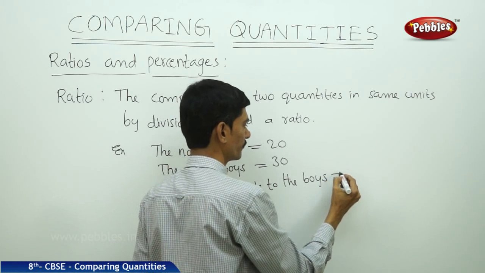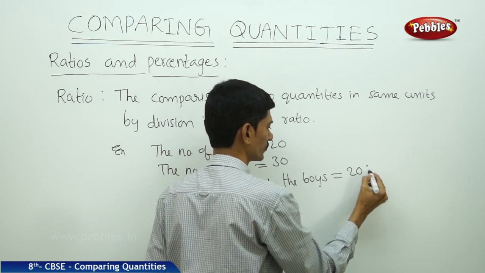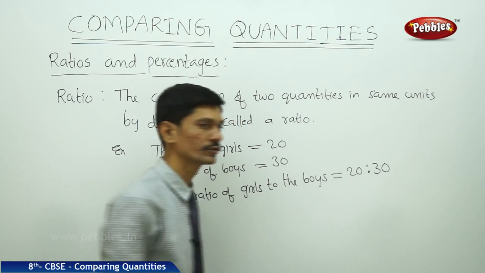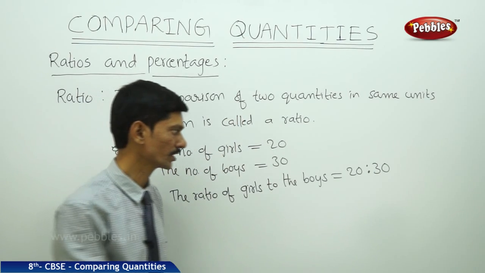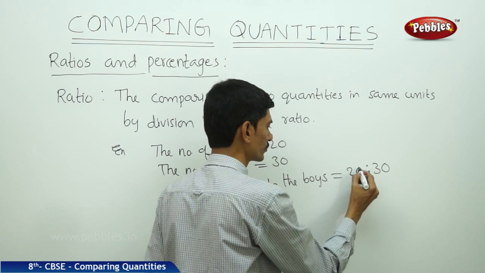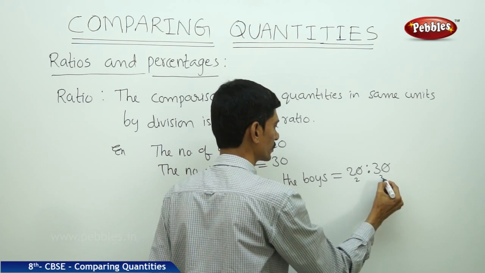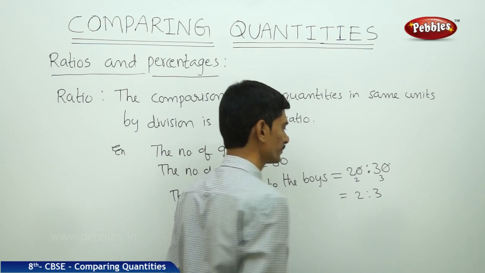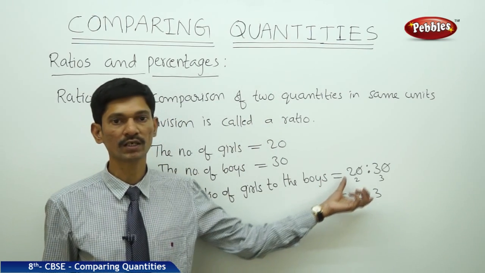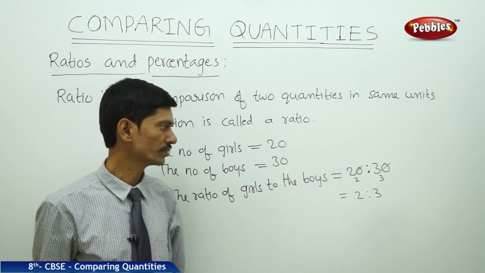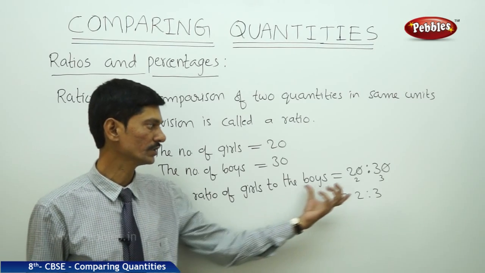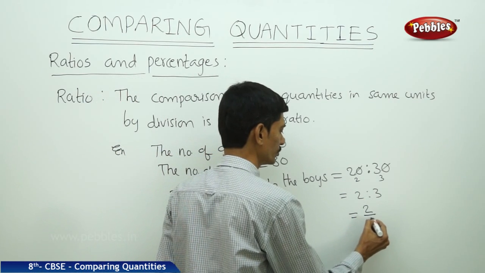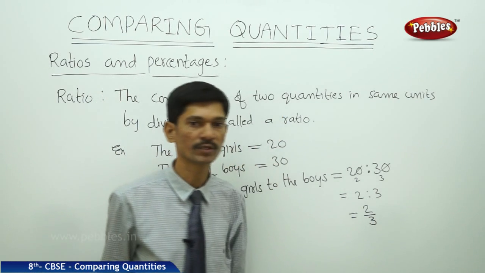equals the number of girls, 20, to the number of boys, 30. So a ratio term should be expressed in the simplest form. So we can cancel by 10 table here. 10 2s are 20 and 10 3s are 30. So this can be written as 2:3 in the simplest form. So for every 2 girls there are 3 boys in the class. So this is the comparison of two quantities by division. So the ratio 2:3 can also be written as 2 divided by 3 in the fractional number.